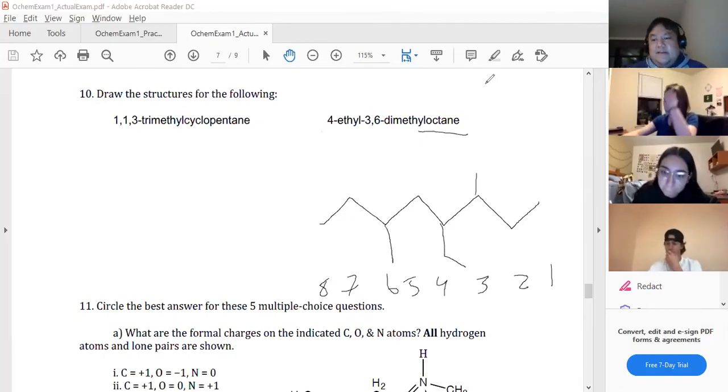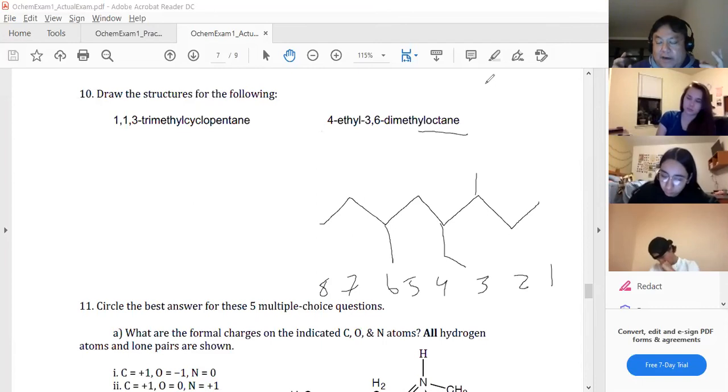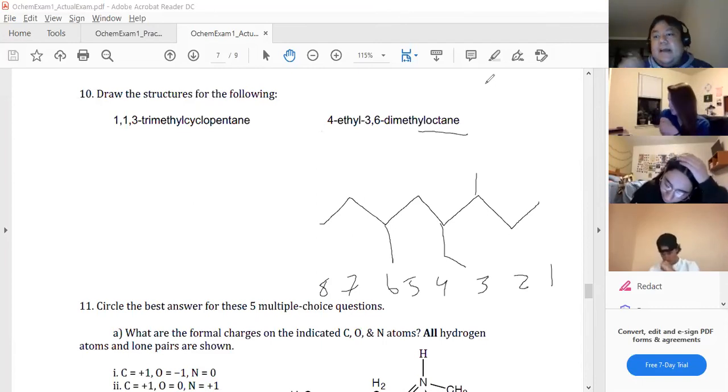Do you guys see that? Does that make sense to you on how you should draw stuff? Draw the chain, your base chain, whether it's a ring or a chain or whatever. Number the carbons in a way that makes sense to you, and then just add the stuff based on your numbering. Okay?